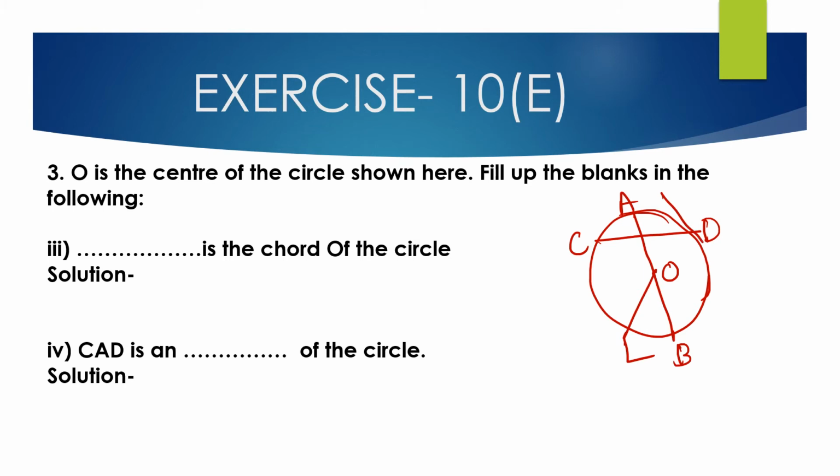And this is P. And this is Q. Dash is the chord of the circle. We know the line joining any two points on the circle is a chord of a circle. So C and D are points on the circle. So CD is a chord. So CD is the chord of the circle.